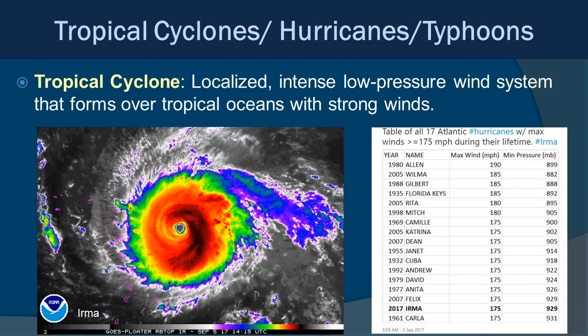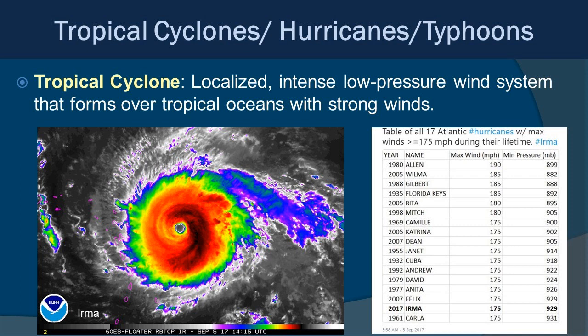Okay, our next and final topic has to do with tropical cyclones, otherwise known as hurricanes or typhoons. Essentially, all 3 of these names mean the same thing: tropical cyclones, hurricanes, and typhoons. It really just depends on what part of the ocean you're in. They are essentially localized, intense, low-pressure wind systems that form over tropical oceans with, of course, strong winds.